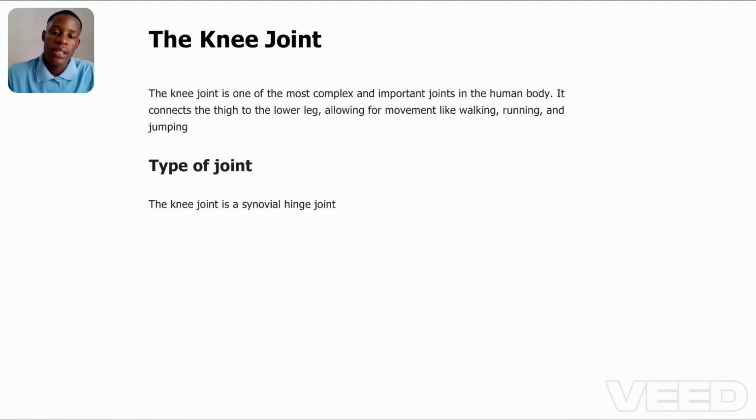The knee joint is one of the most complex and important joints in the human body. It connects the thigh to the lower leg, allowing for movement like walking, running, and jumping. But what type of joint is the knee joint? A knee joint is a synovial hinge joint. A synovial joint is a joint formed by bones that are separated by a space called a joint cavity.